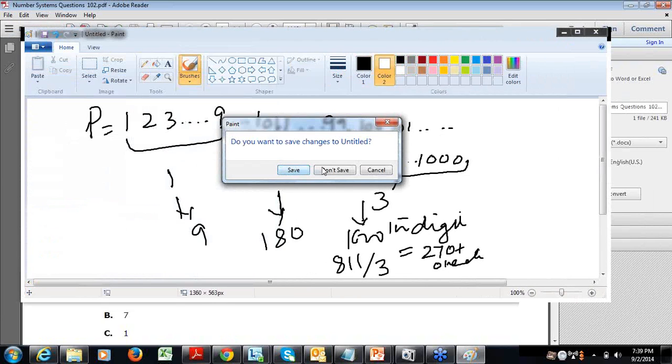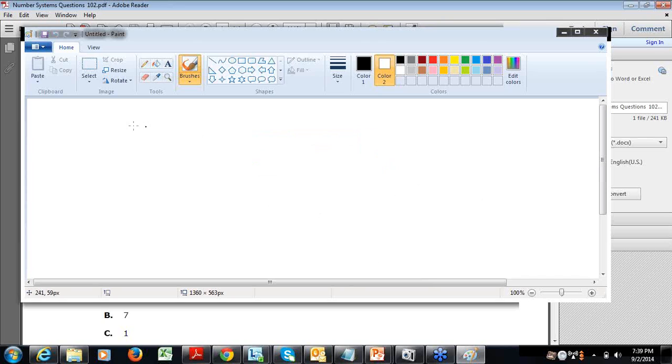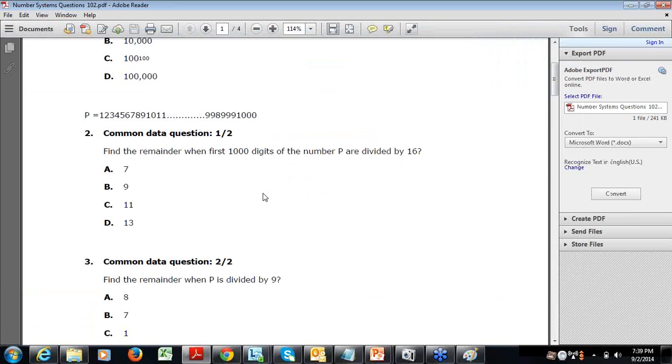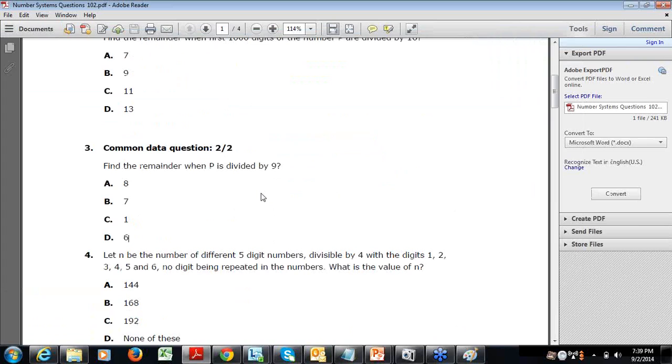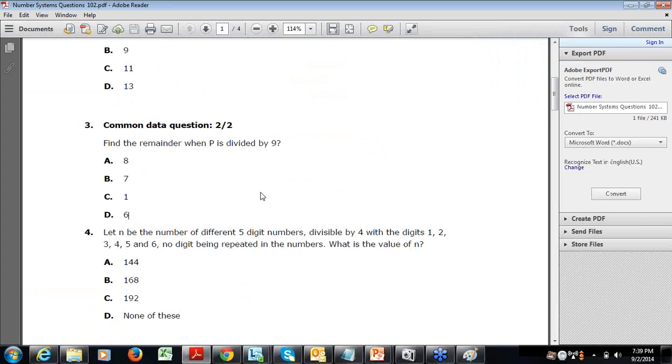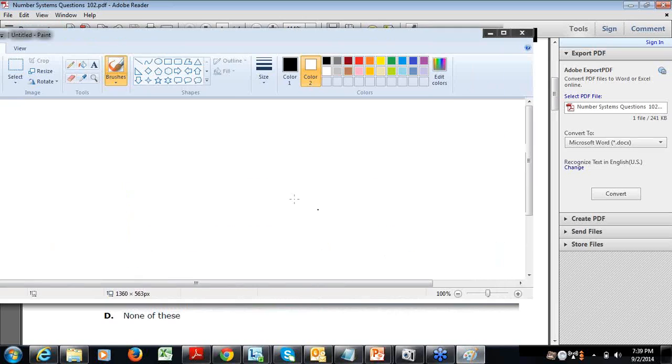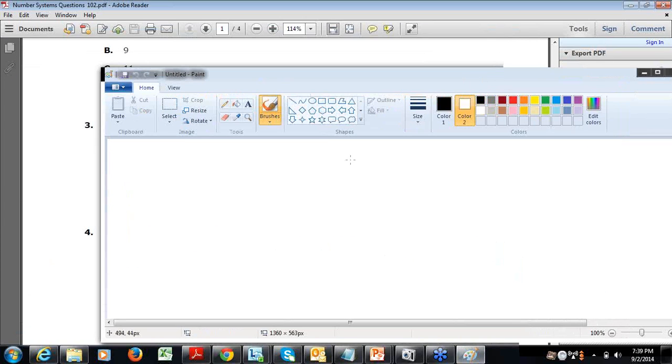Okay guys, moving ahead. Next question. Find the remainder when P is divided by 9. What is the divisibility rule of 9? The sum of the digits divided by 9. So you have to find out the sum of the digits. See, from 1 till 9, what is the sum? The sum is 45.